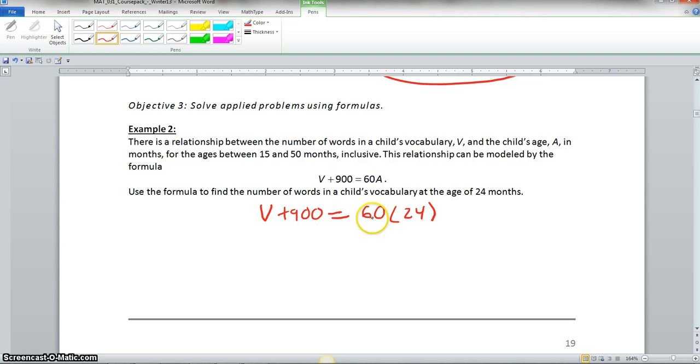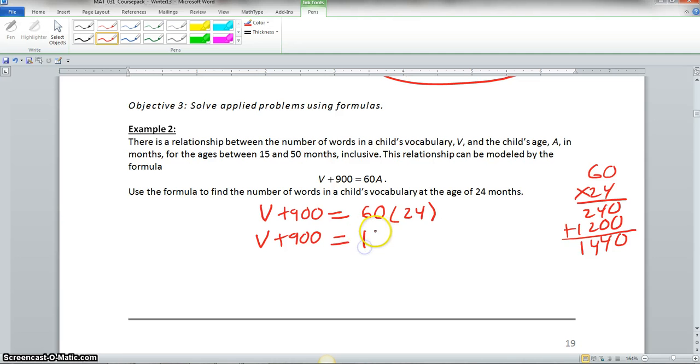So now we could go off to the side here. We know on the left side we will have V plus 900. But we'll go off to the side and multiply 60 times 24. 4 times 0 is 0. 4 times 6 is 24, put our 0 here. 2 times 0 is 0. 2 times 6 is 12. So we add. We have 0, 4, 4, and 1. So this will give us 1,440.